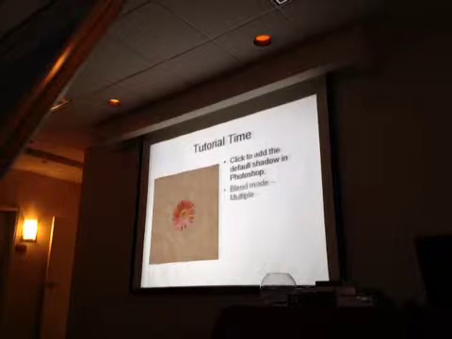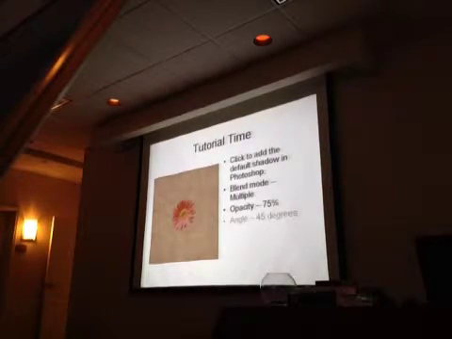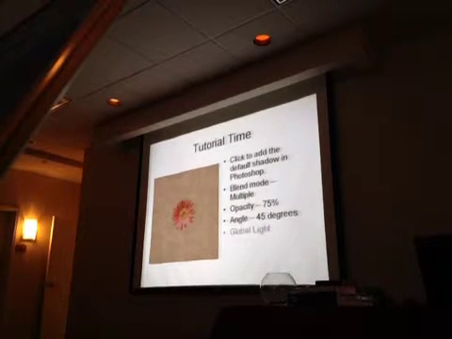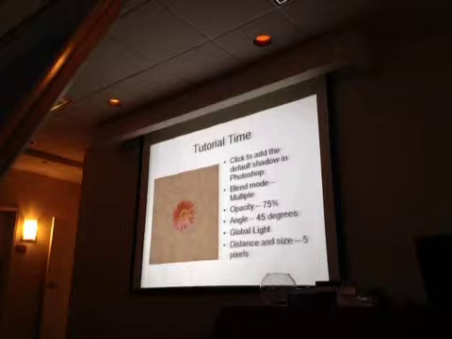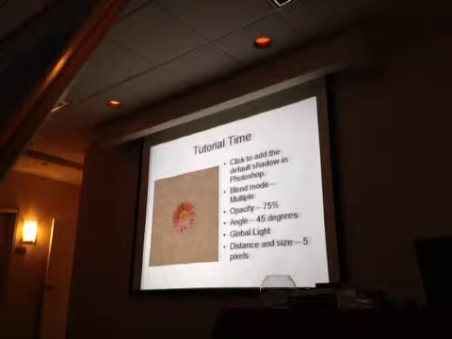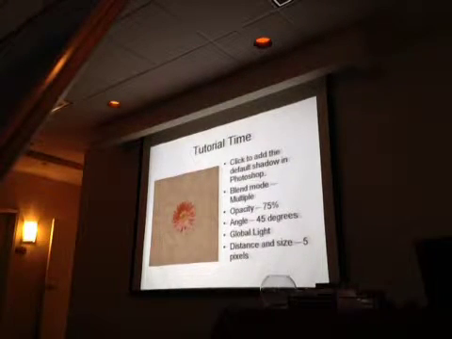And I know not everyone uses it, but I don't want you to use any preset. I just want you to use what the drop shadow is set to in Photoshop. And these are those settings. So the default drop shadow blend mode is multiply. Opacity is at 75%. Angle is at 45 degrees. Global light is checked on. And the distance and size are both at 5 pixels.